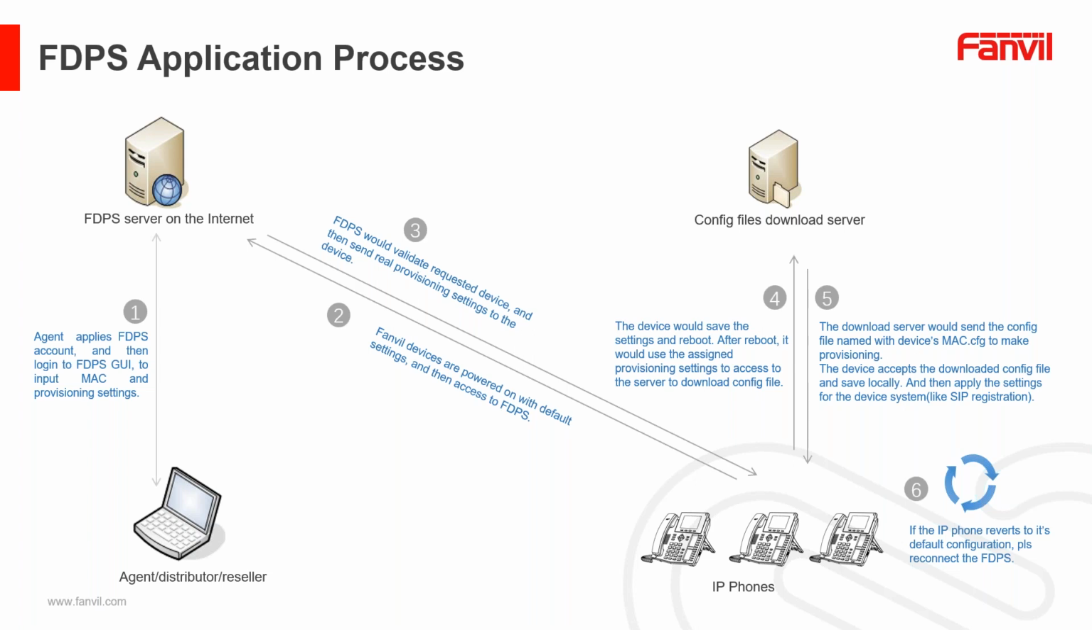So the first thing the customer or the end user might do is get an account and then log into the server via the web page and input the MAC settings and also some other redirected provisioning settings. After they configure the FDPS server with the phone information or data, they can put the IP phones into the end user's environment or network.